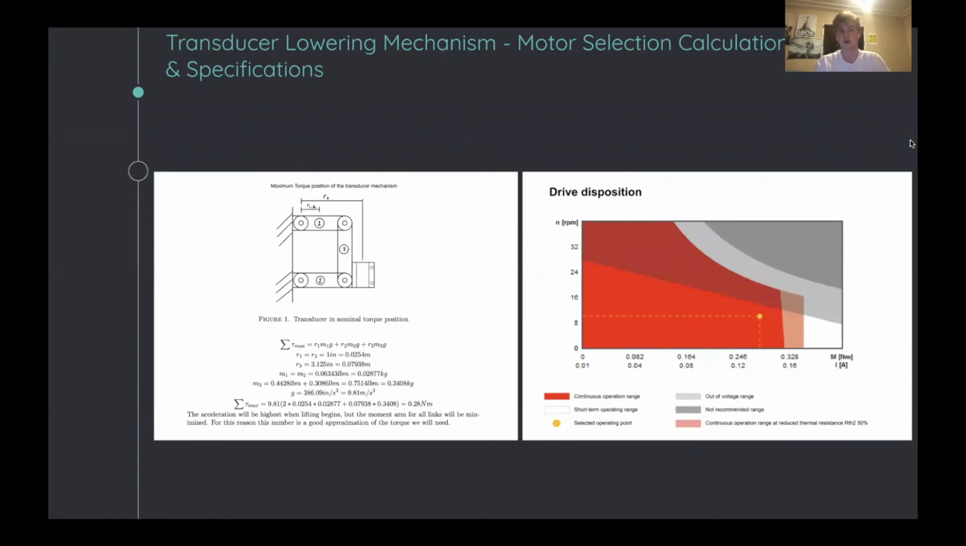So in order to control this transducer linkage, it was necessary to calculate the torque that would need to be exhibited, and this was accomplished by the calculations on the left. With this torque, we could then select a motor, which we chose from Maxon Group. The drive disposition is then shown here, and as you can see from the schematic, it sits very comfortably within the operating range.